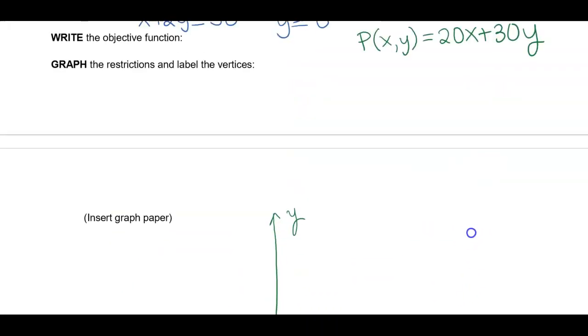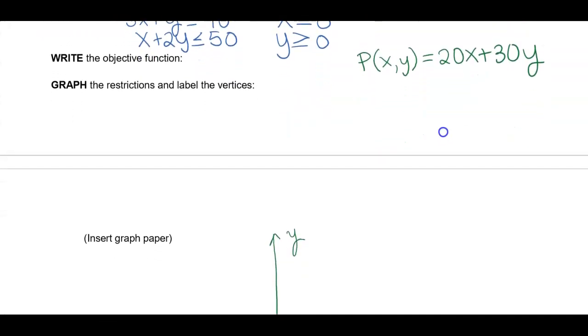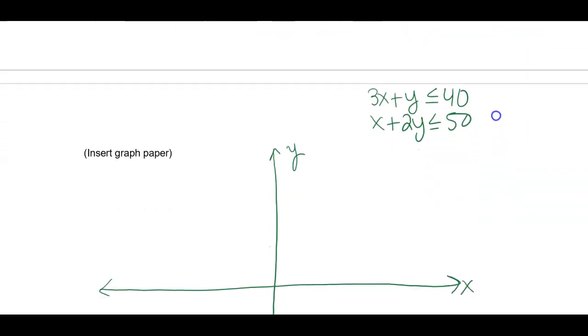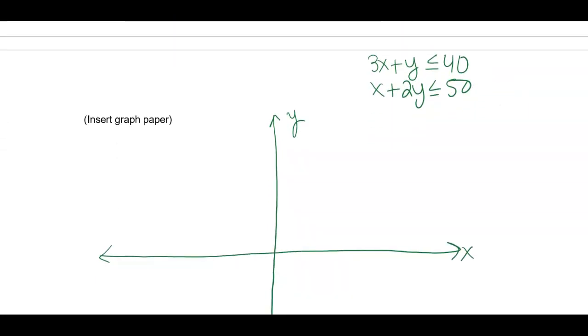Okay, I'm going to go back and write down the equations we had while you guys are getting your graph ready. So 3x plus y was less than or equal to 40, and x plus 2y is less than or equal to 50, and then our, oops.